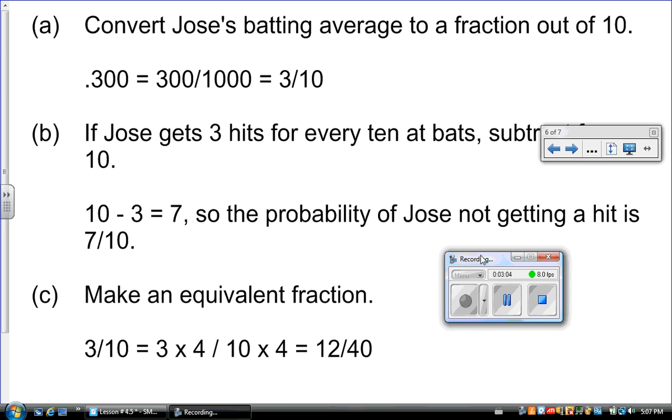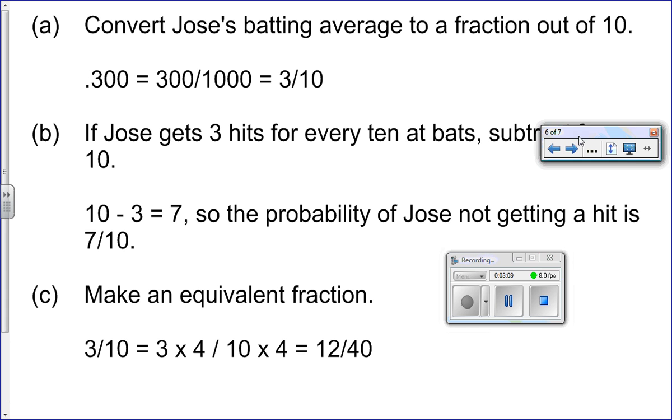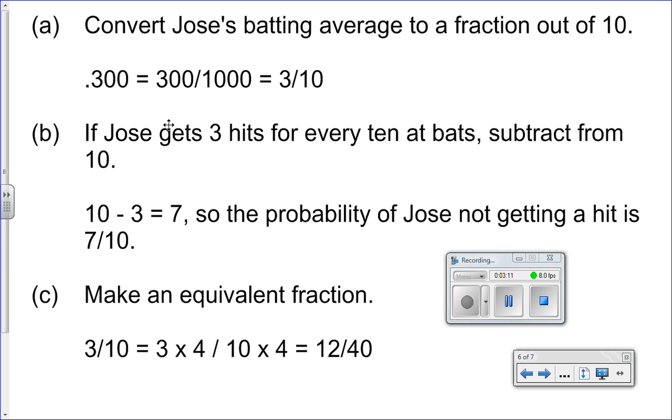Okay, so for part A, let's convert Jose's batting average to a fraction out of 10. So decimal .300, we can say 300 over 1,000, and that simplifies to 3 over 10. For part B, if Jose gets 3 hits for every 10 at-bats, let's subtract from 10. So we think 10 take away 3 equals 7. So the probability of Jose not getting a hit is 7 over 10.